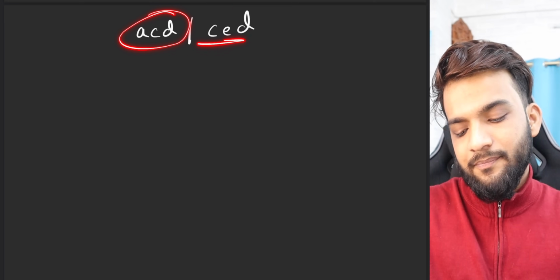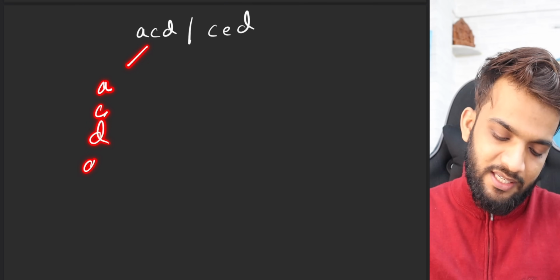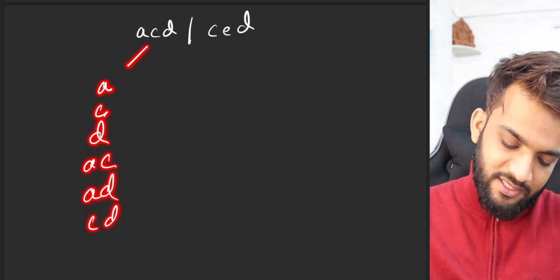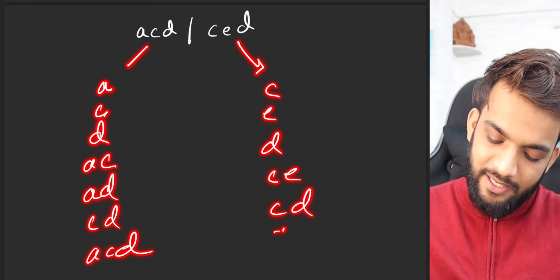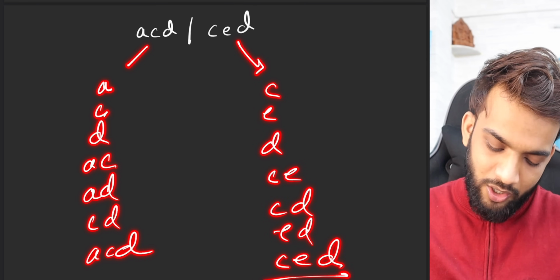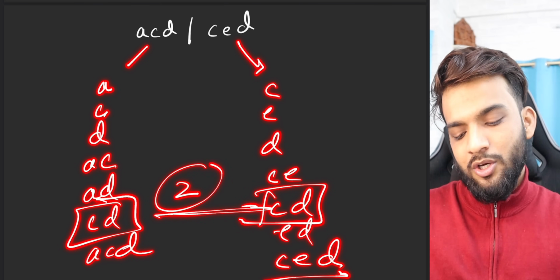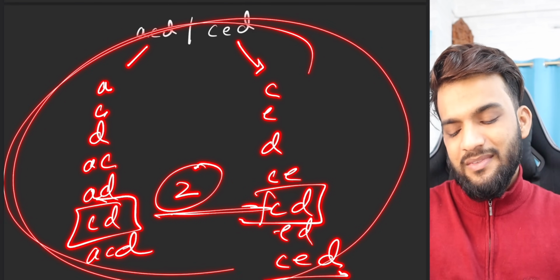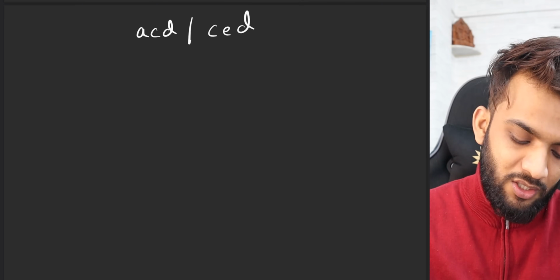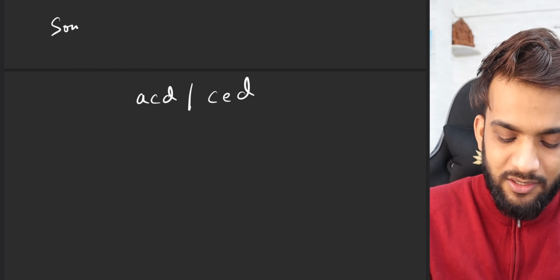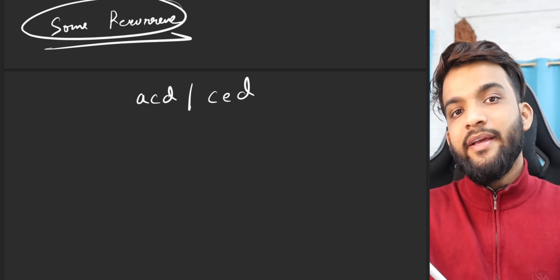If you generate all the subsequences, it will be ACD, AC, AD, CD, A, C, D for the first, and over here it will be CED, CE, CD, ED, and so on. Then you figure out the longest common one being CD, which is of length 2. But generating all of this doesn't make sense. That's where we will try to write some recurrence that gives me the answer along the way.